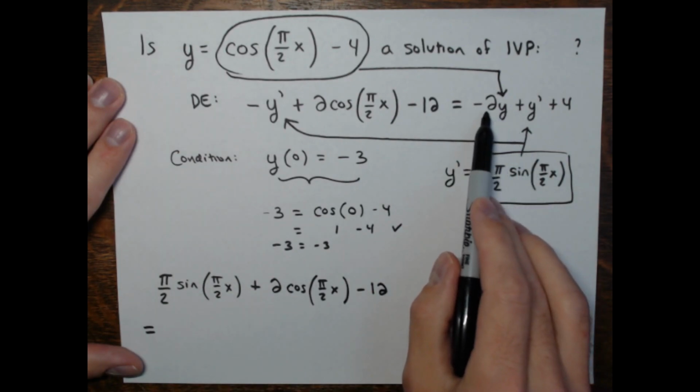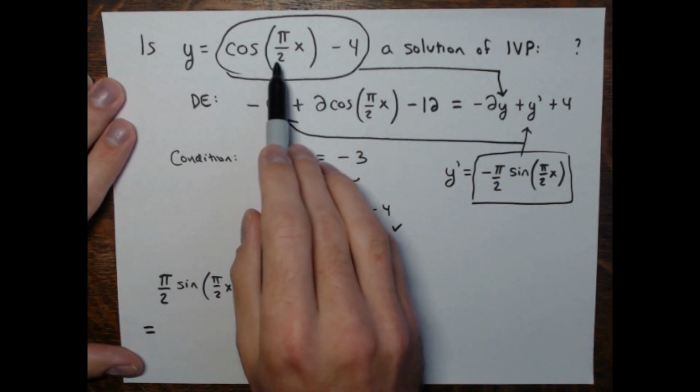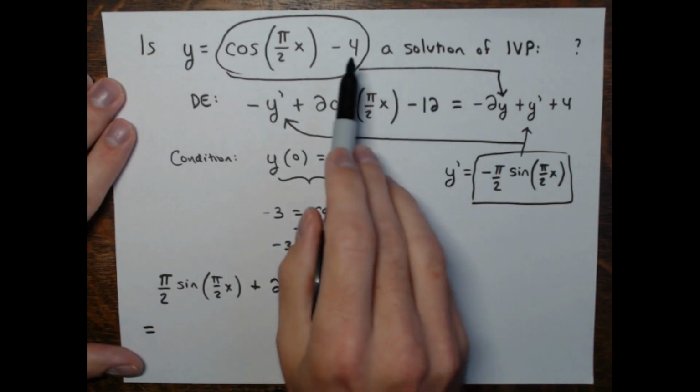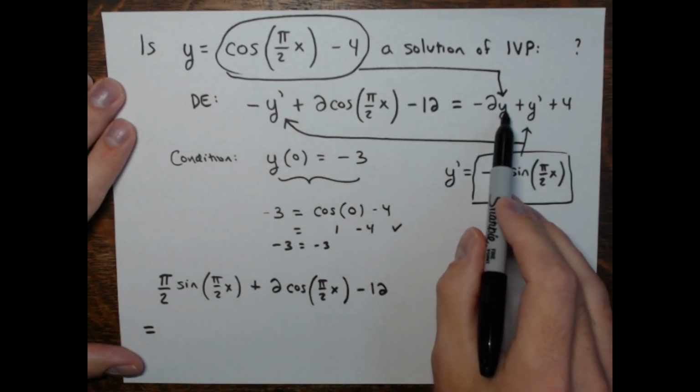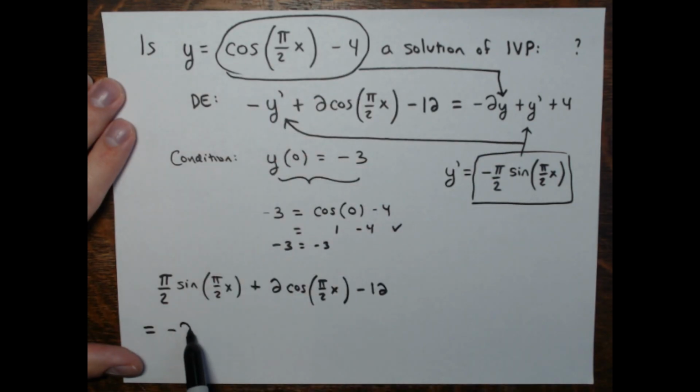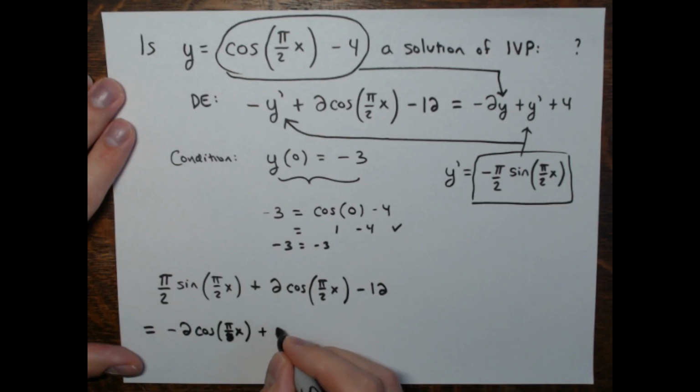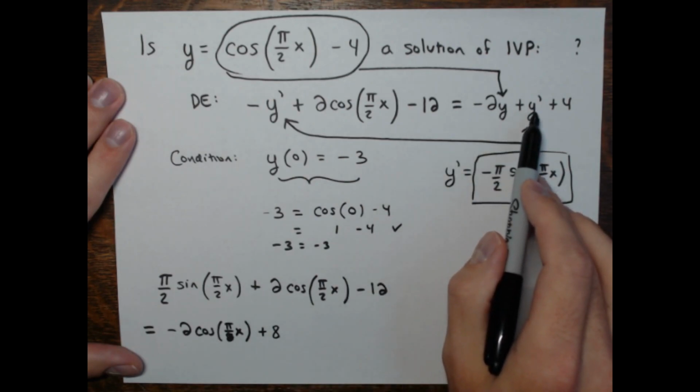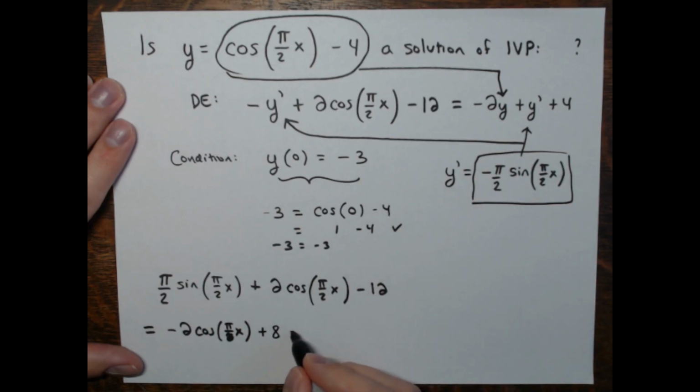Right side, I've got negative 2 times this. All right, now you'd have to distribute the negative 2, okay? So it's negative 2 times all of y. So negative 2 times cosine of pi over 2 times x. It's pi over 2, sorry. And then negative 2 times negative 4 be, plus 8. All right. And then plus y prime, right? So that'd be this. So minus pi over 2 times the sine of pi over 2 times x.